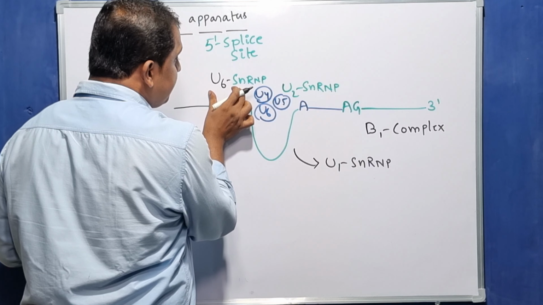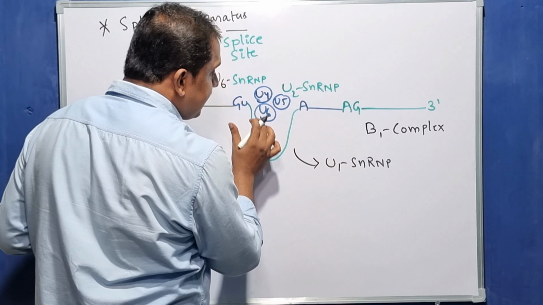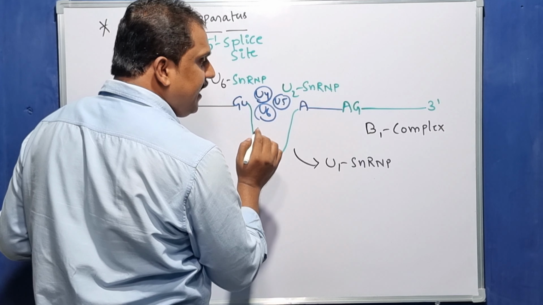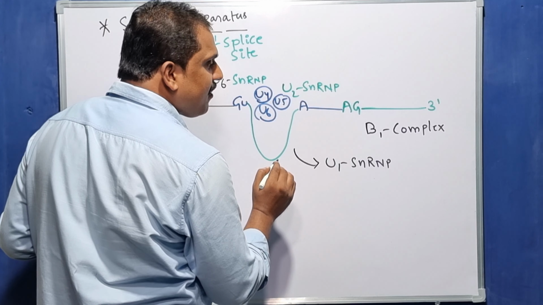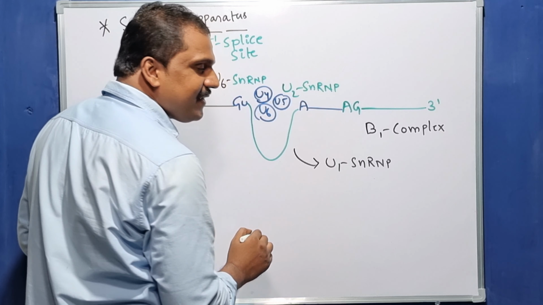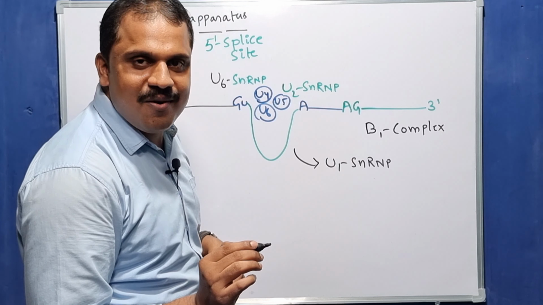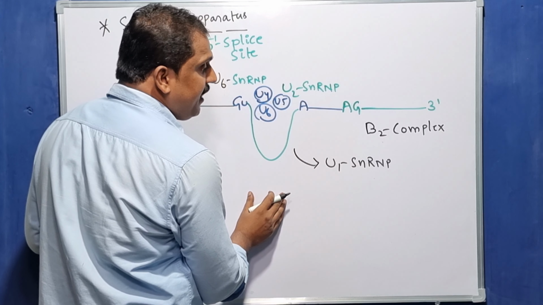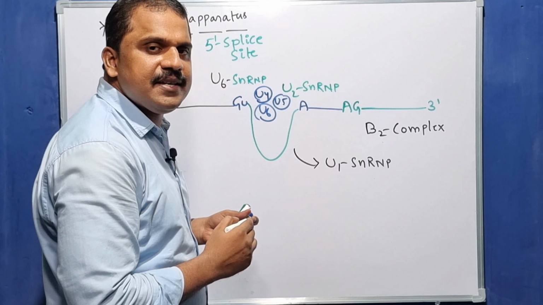Once the U6 snRNP recruits to the 5' splice site, and once the U1 snRNP dissociates from the 5' splice site, it leads to the formation of one more complex, and that specific complex is the B2 complex. So let me write it here. B2 complex. After the successful formation of the B2 complex, I need to mention one point.